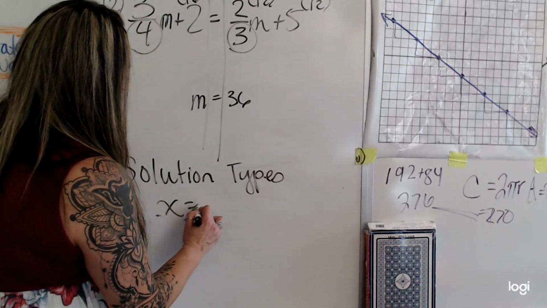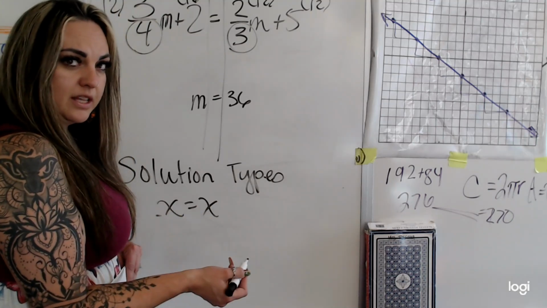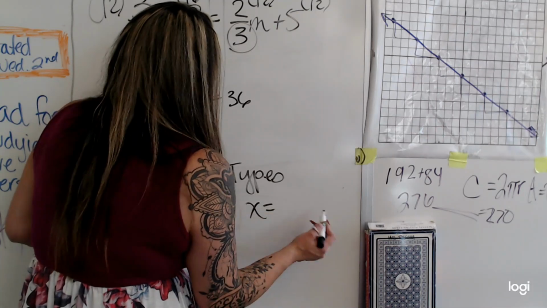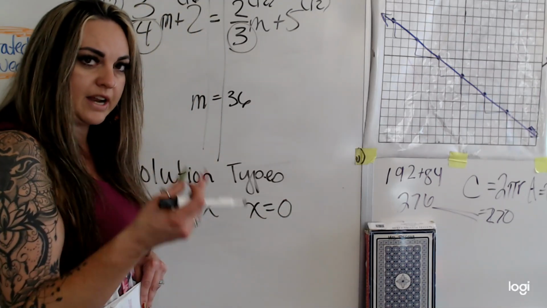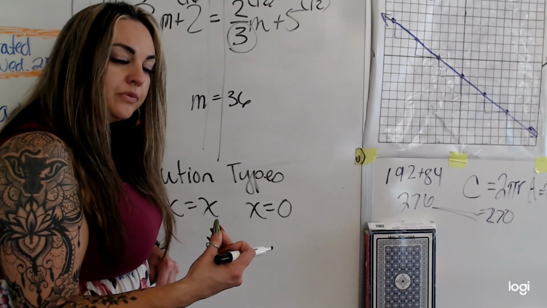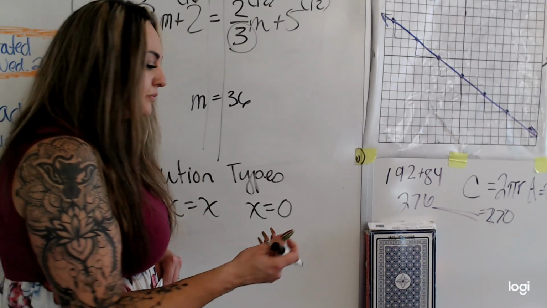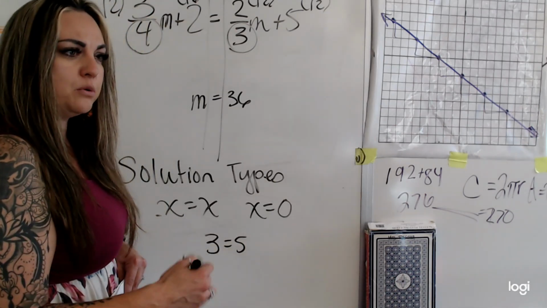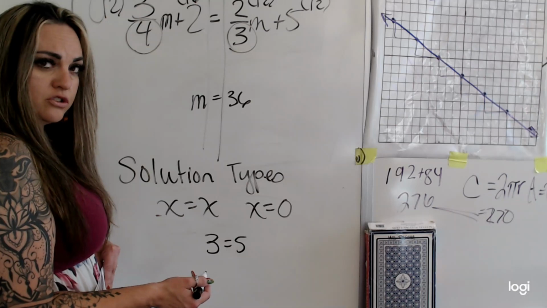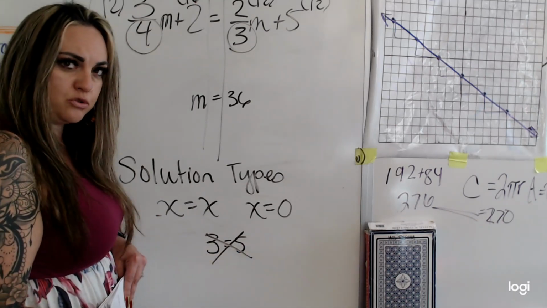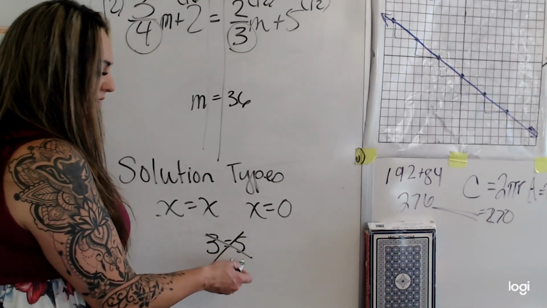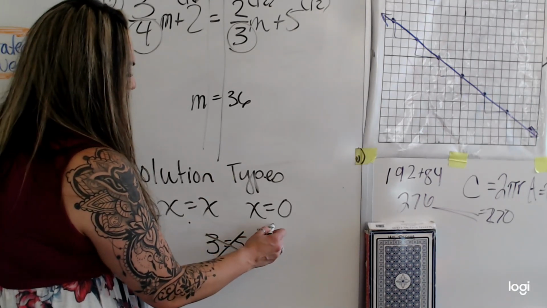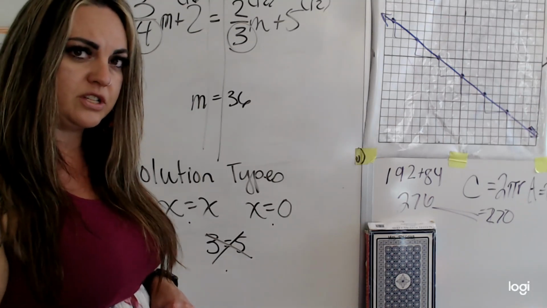Remember, if it's exactly the same on both sides, it's infinitely many solutions. If you get x equals any number, even 0, you get an actual number that x equals, then that means it's one solution. But if you get down to something like this, 3 equals 5, it's no solution. There's nothing that will make that equation true, because it will never balance if you get one number equaling another. So we have infinitely many, one solution, no solutions. So make sure you understand those.